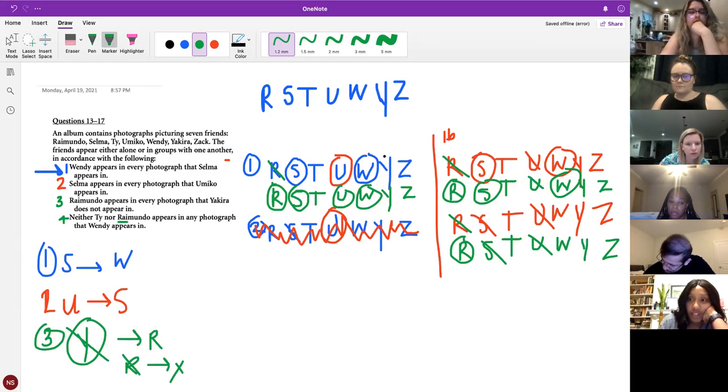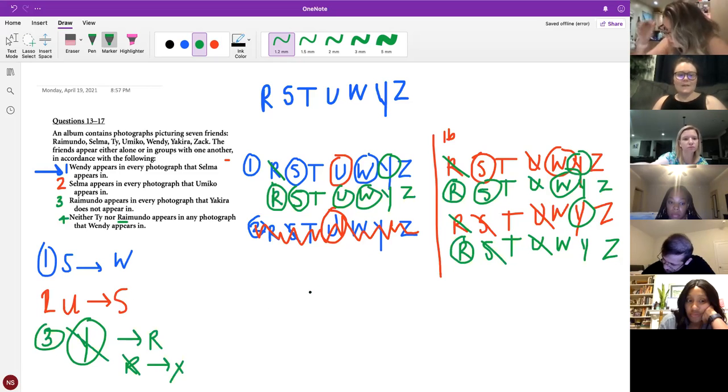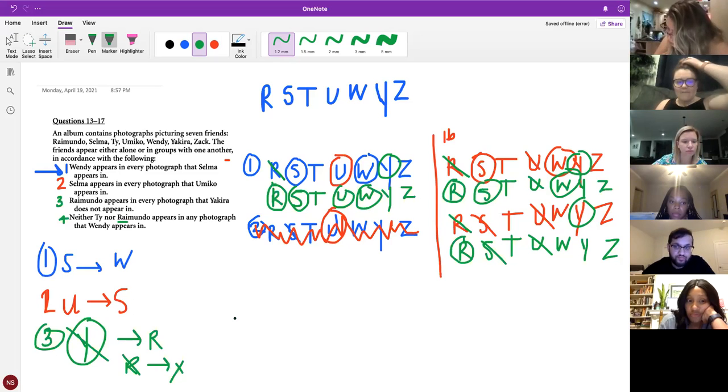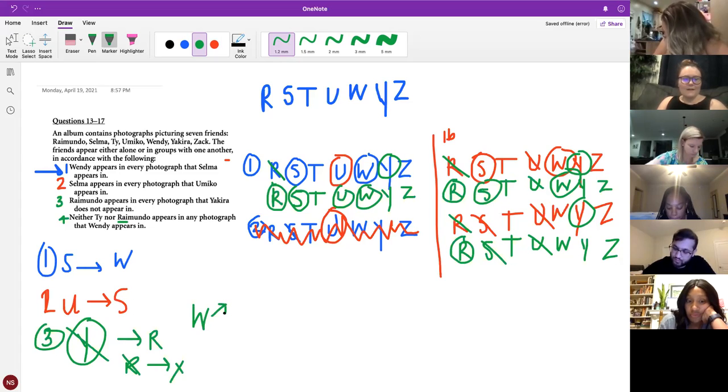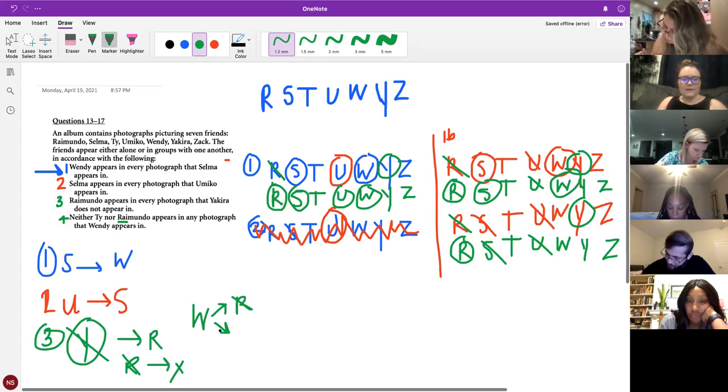You have Y. You have Y, yes. So whenever I don't have R here, I'm circling Y. And then in my last one is that neither T nor R appears in any photograph that Wendy appears in. So if we have Wendy, then we cannot have R. If we have Wendy, then we cannot have T.